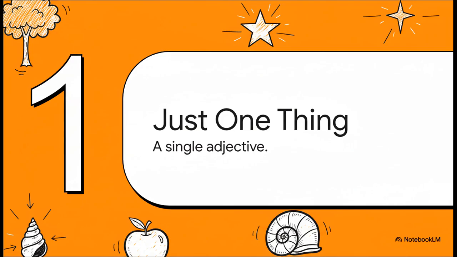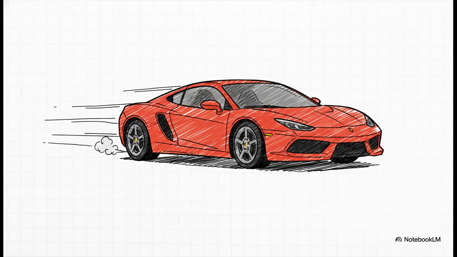Okay, so to get this right, we've got to start at square one. We're going to build this whole system up from the absolute baseline, just describing one single thing all on its own. So check this out. We've got a car, and we can describe it with one simple word, an adjective, fast. This car is fast. That's it. Simple, clear. We have our starting point.